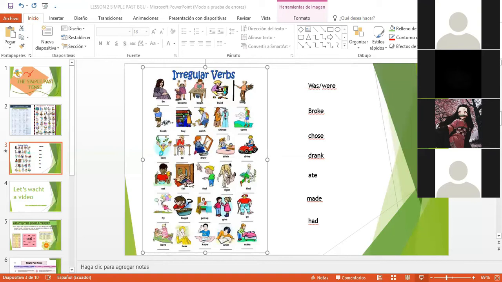Okay, next one. What do you think is broke? Francisco, what do you think is broke? Okay, is break. Break in past is broke. Broke in simple present is break. Make, when you see in your stack of your clothes, you have to try to relate the word that you see in your environment. So make is in the simple present tense, and made with D is in simple past. Had is the simple past of have.